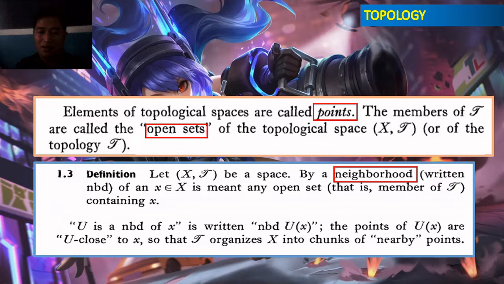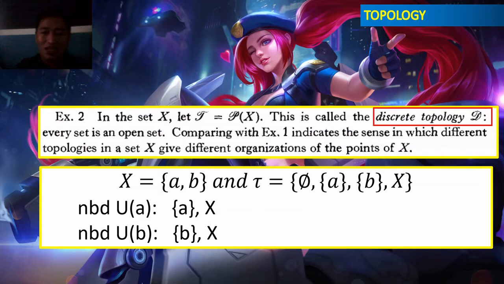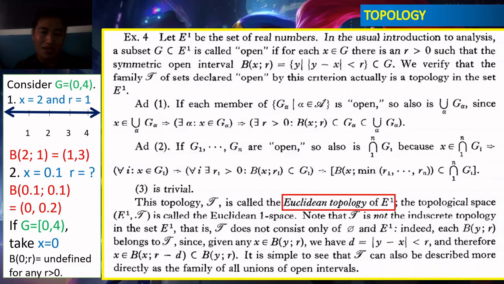So here, class, this is the smallest topology, which is just the empty set and X, and then our largest topology is the discrete topology, script D. Okay, so let us continue here.